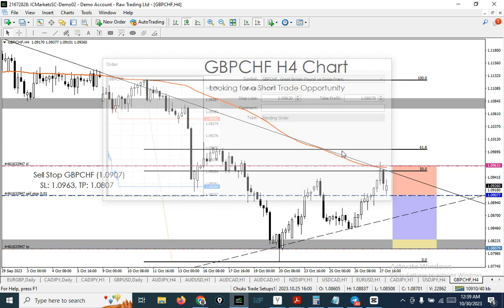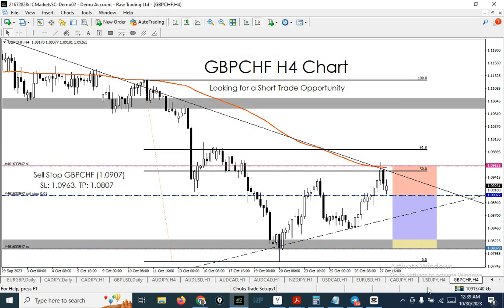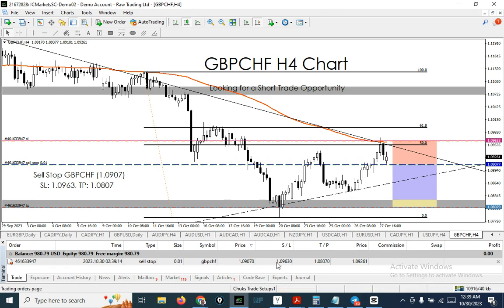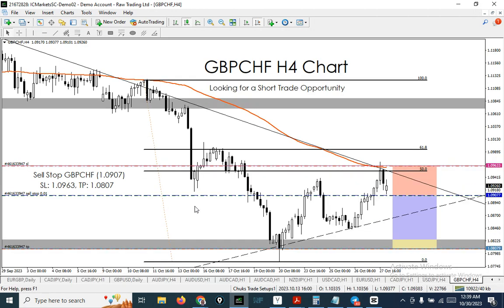Boom. So it has entered. When you click the terminal window, you see that the pending order has already been placed. Look at the pending order. So guys, that is how you use your MT4 to place your pending sell stop order.